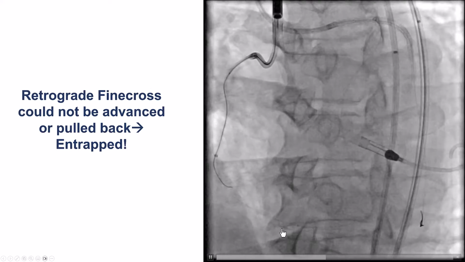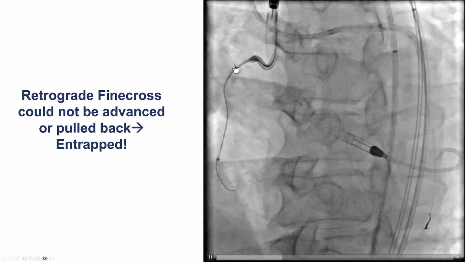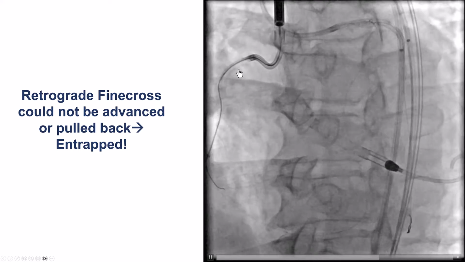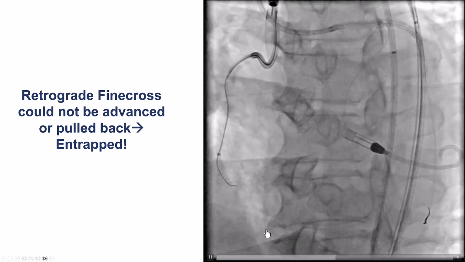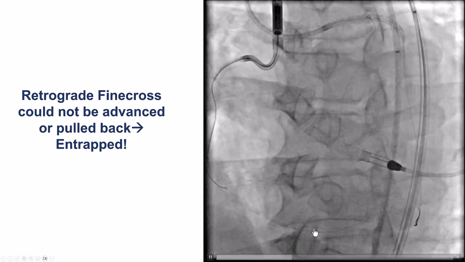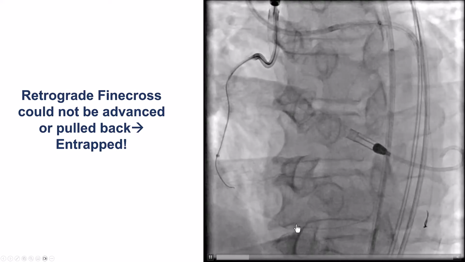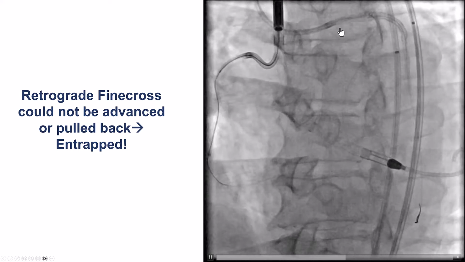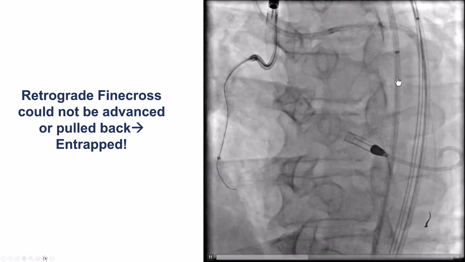But the problem started then because, despite trapping the retrograde guidewire into the antegrade guide extension, we were unable to advance the retrograde FineCross. And when we tried to pull it back and replace it, we were also unable to pull it back. So we're now entrapped. We have a FineCross retrograde microcatheter that is entrapped going through the previously placed stent in the LAD.